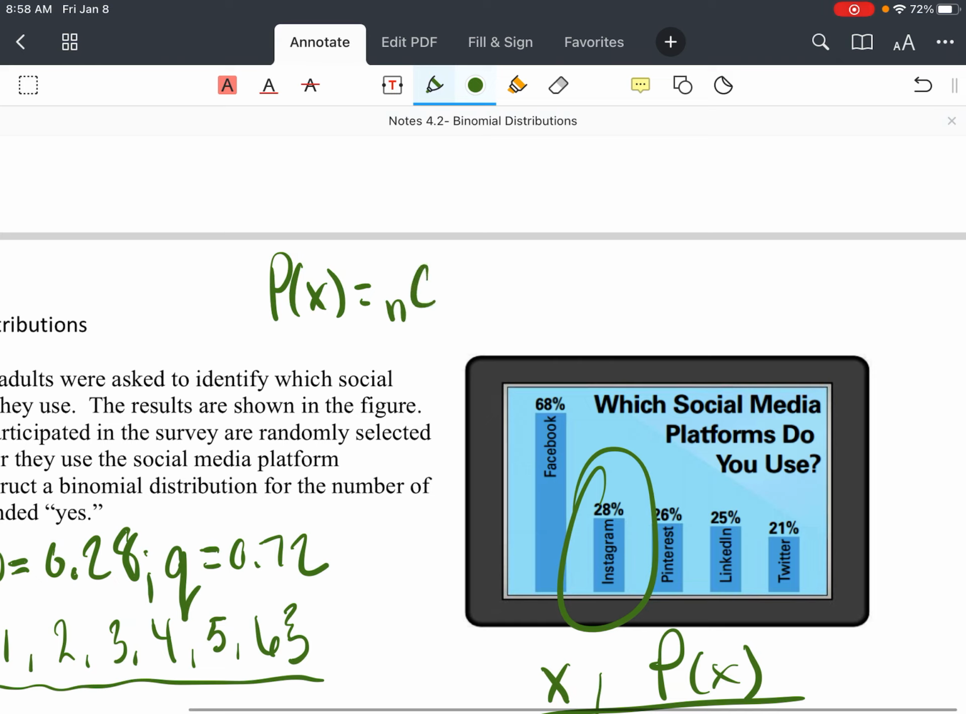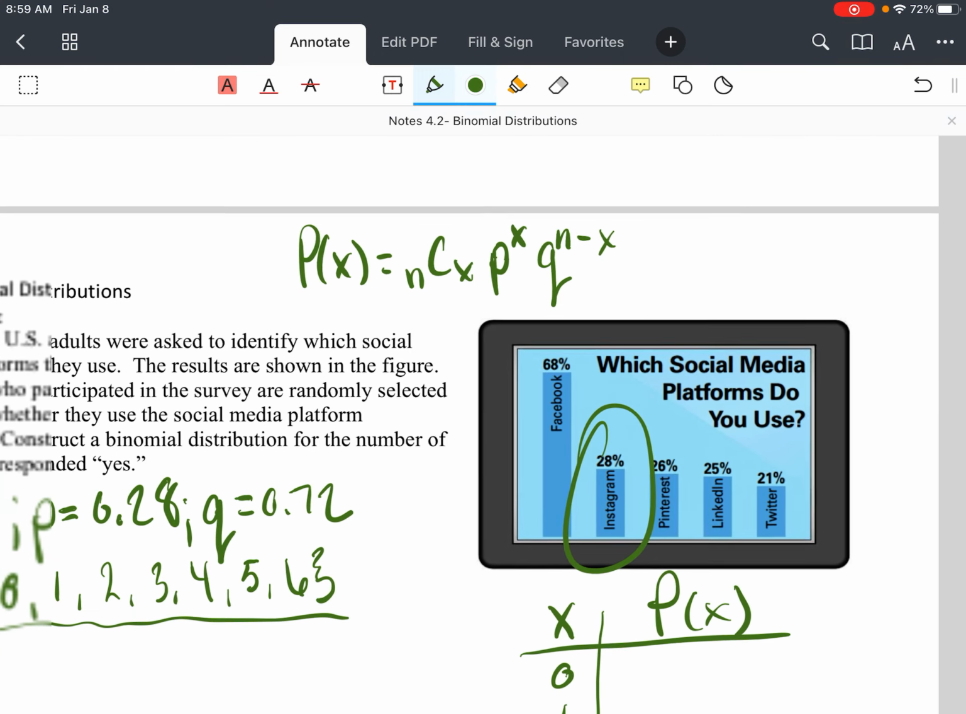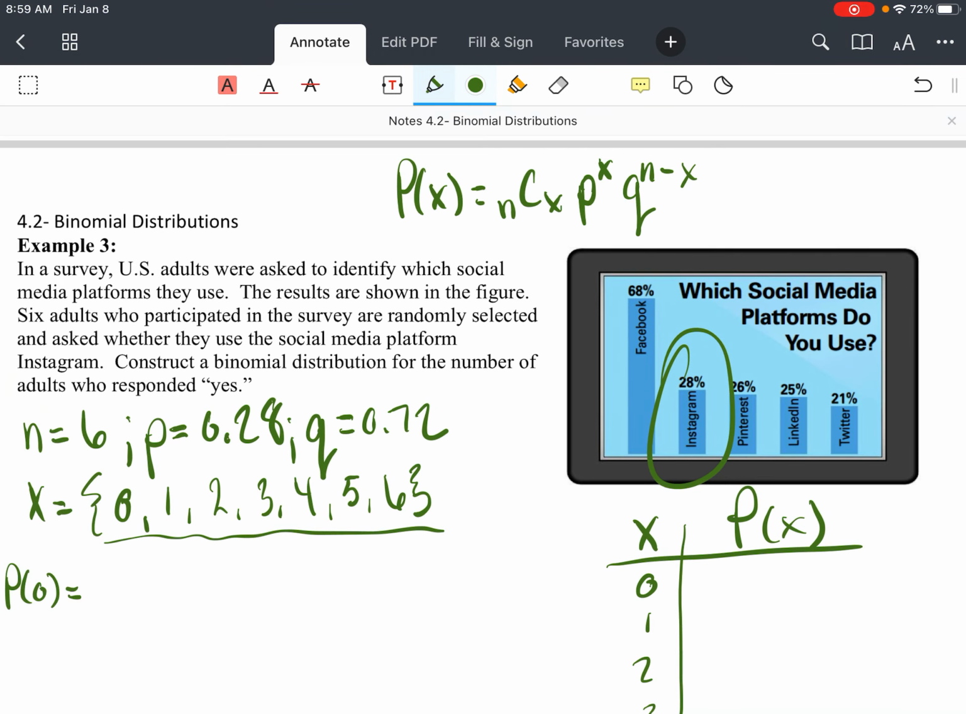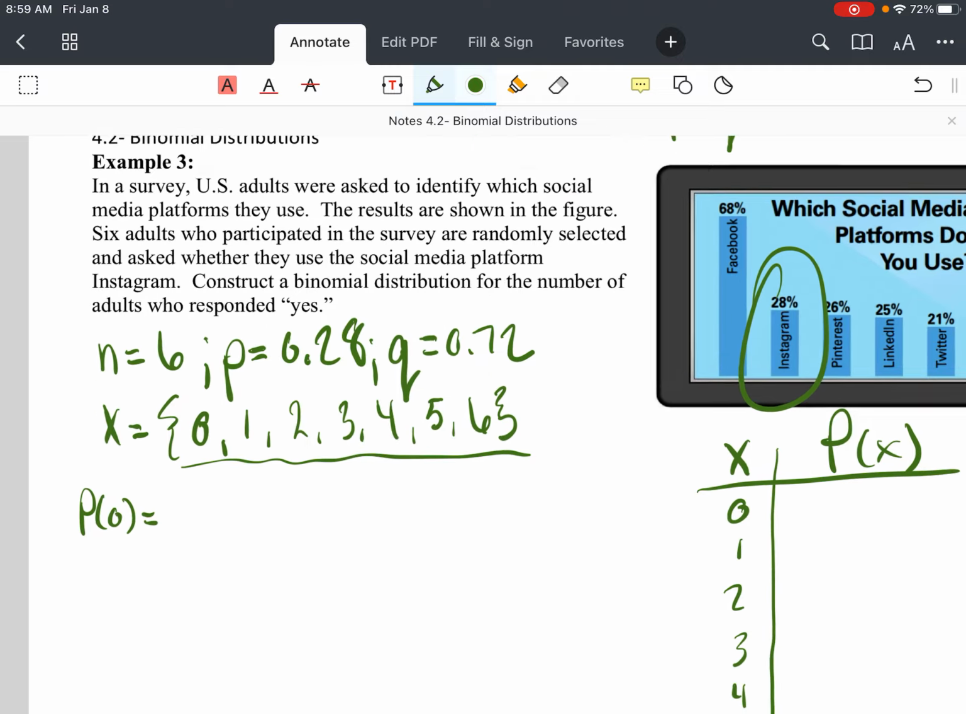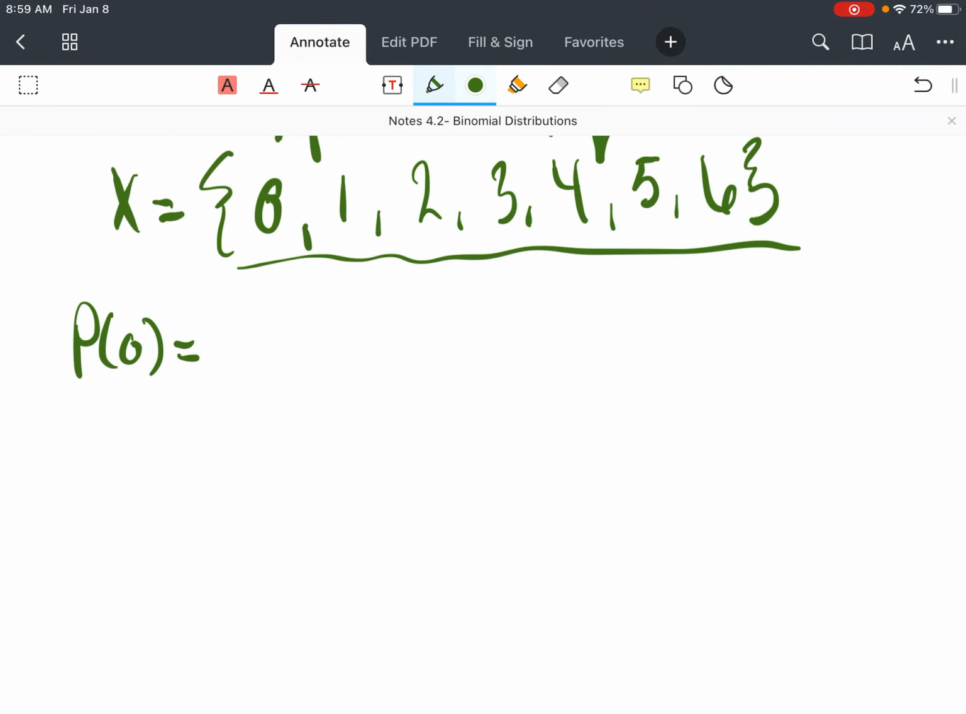So that was, remember, P(x) = nCx times p raised to the x power times q raised to the n minus x power. Okay, so we're using combinations, and then we're going to multiply that by the probability of success raised to the number of successes times the probability of failure raised to the number of failures.